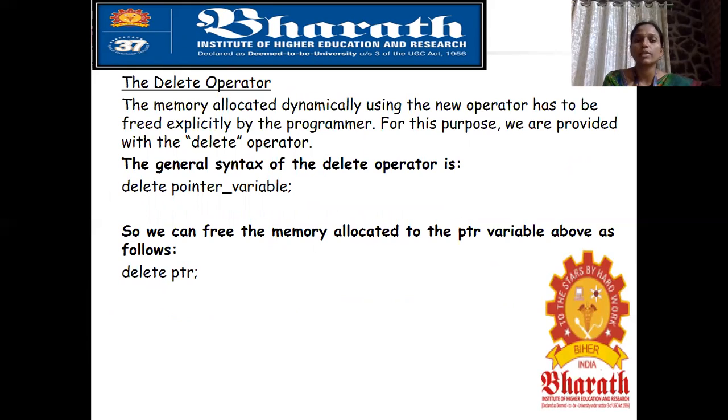For the delete operator: the memory allocated dynamically using the new operator has to be freed explicitly by the programmer. For this purpose, we are provided with the delete operator. The general syntax of the delete operator is delete pointer variable. So we can free the memory allocated to the pointer variable above as follows. How can we delete it? Delete pointer.